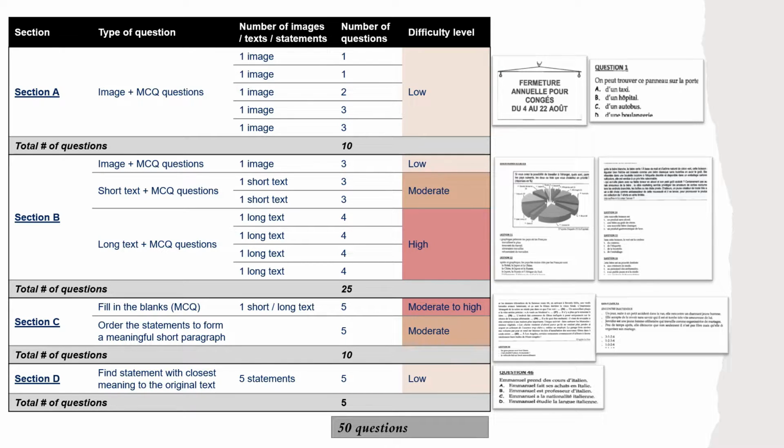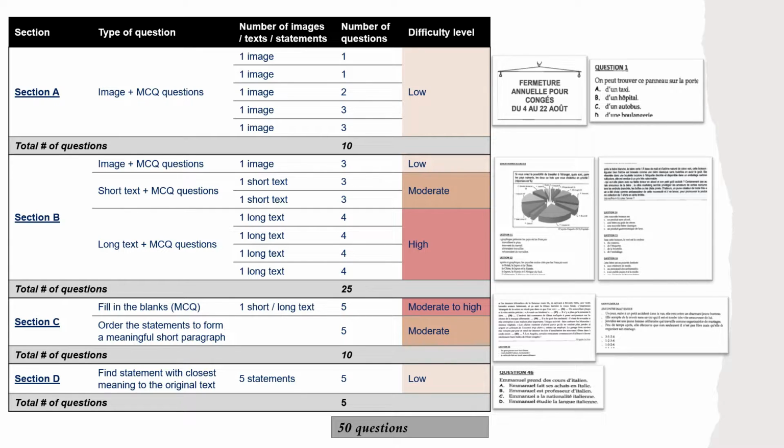In section A, you will get some images along with some options and you have to select the right answer. Image 1 and 2 will have 1 question each. Image 3 will have 2 questions and the 4th and 5th images will have 3 questions each. As you can see on the right hand side, there is an image, and on the left hand side you can see a question along with 4 options to select from. In terms of difficulty level, this is the easiest section of all.